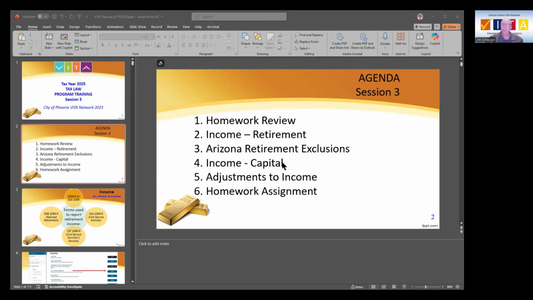And then there are many adjustments to income. Remember our tax formula? It started with income, less adjustments to income, which got you to adjusted gross income. We're going to talk about the adjustments, and then we'll give you some more homework to do before we start session 4. So let's get started reviewing the test booklet.